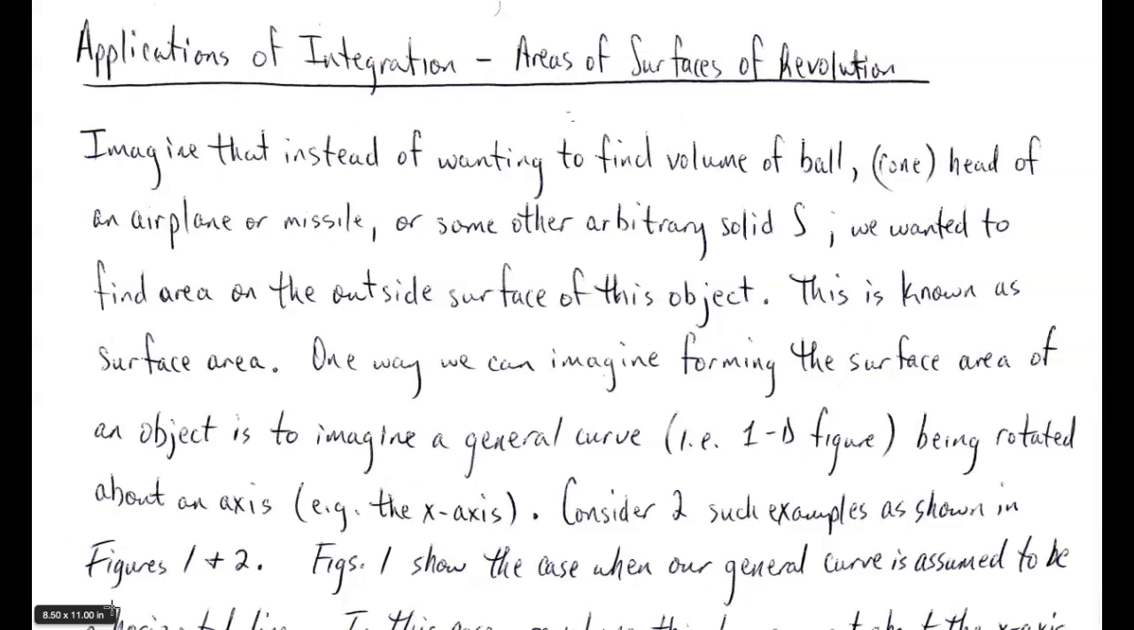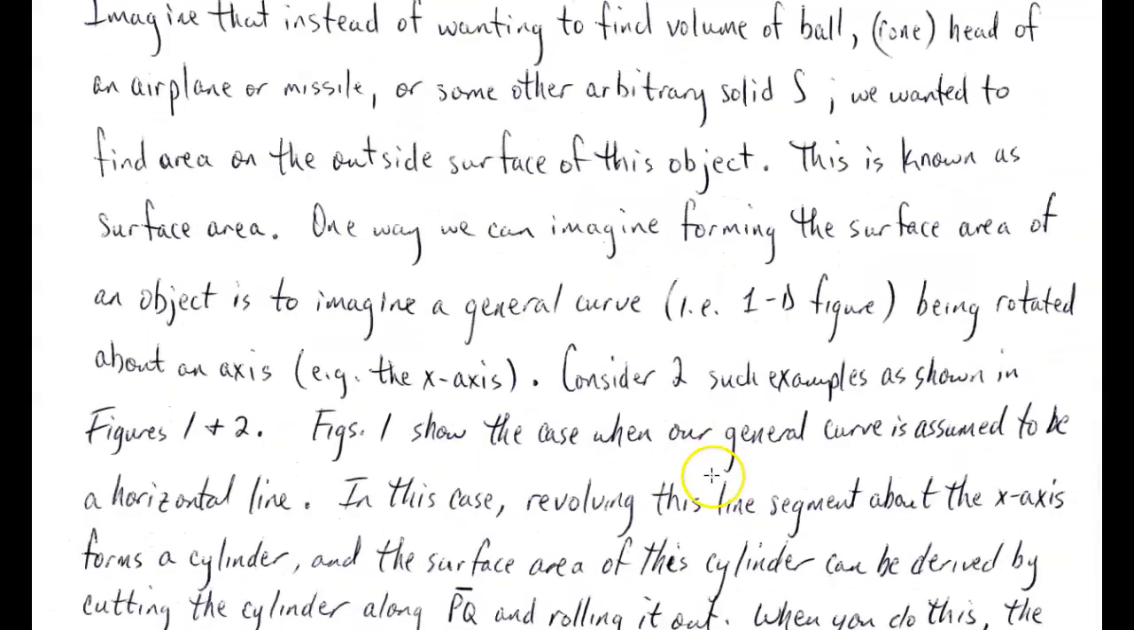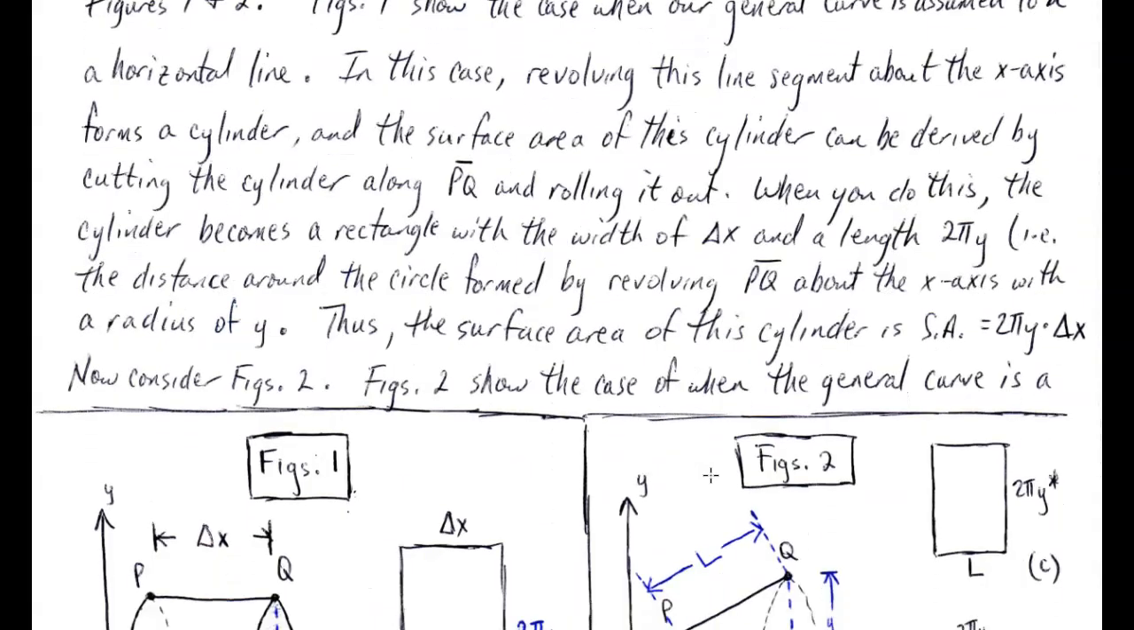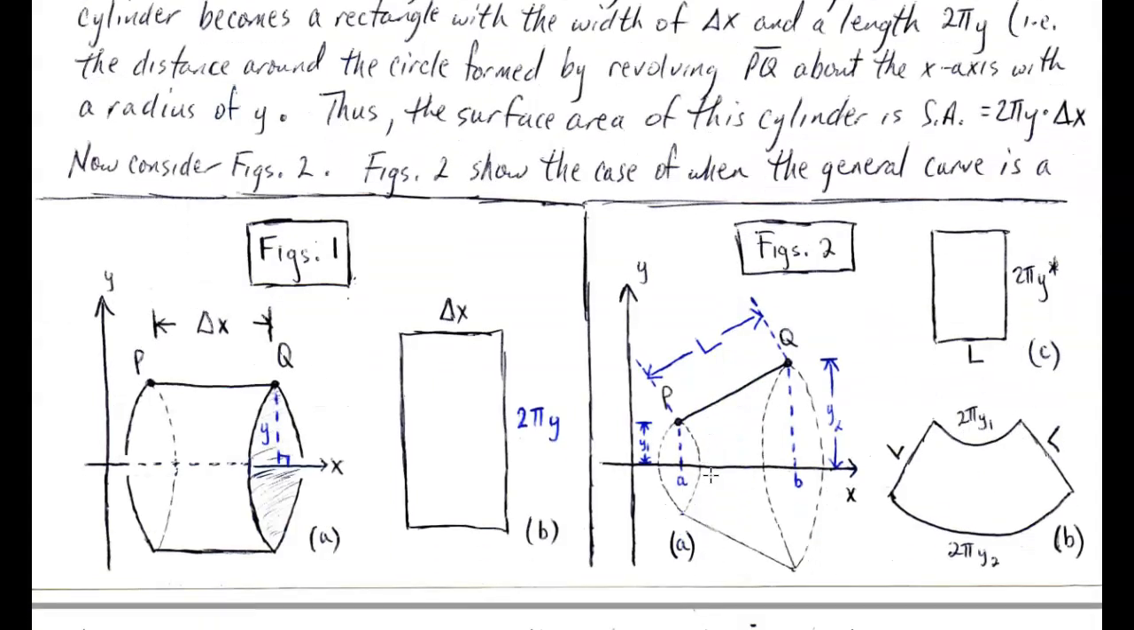Okay, so we want to imagine that instead of trying to find the volume of a ball or cone head of an airplane or missile with some arbitrary solid, we just want the outer surface of those things. Now, one way we can imagine forming the surface area of an object like that is to imagine some general curve, and we can think of like a line. So I'm going to go down to these figures here, try to explain what's going on.